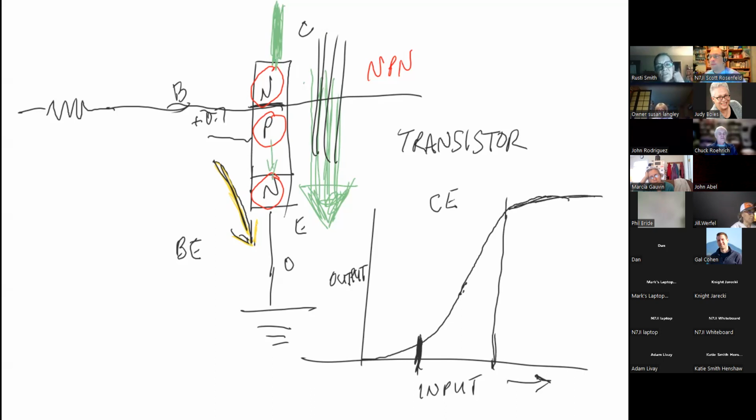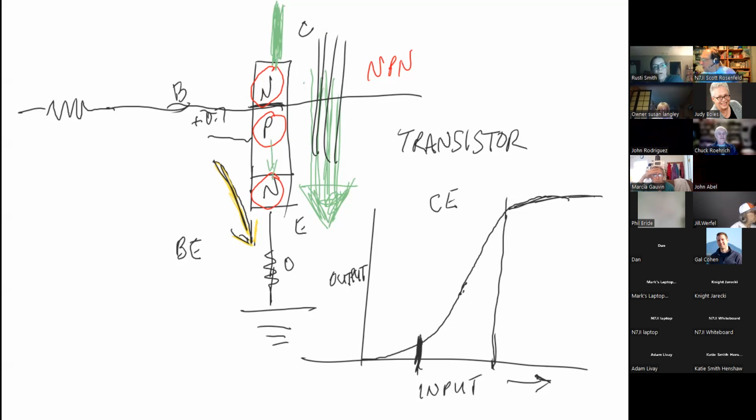So the resistor slows it down. The resistor limits the amount of current that flows. And basically you probably have a little bit of a resistor in here too, just to protect things from complete overload.